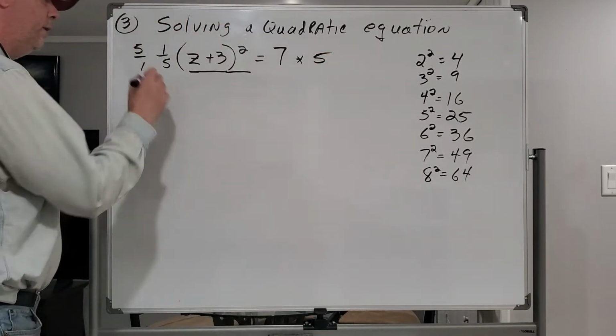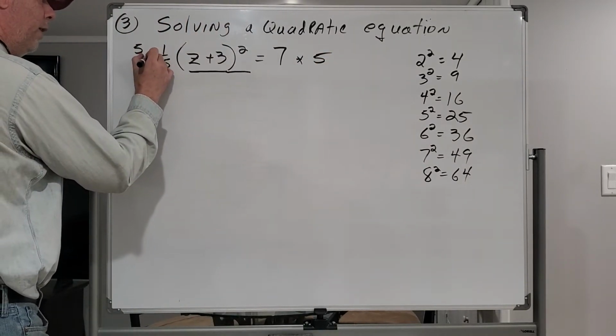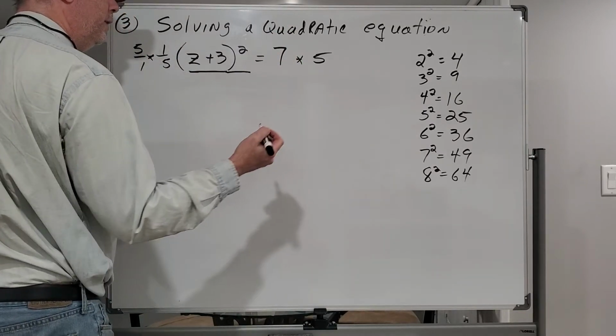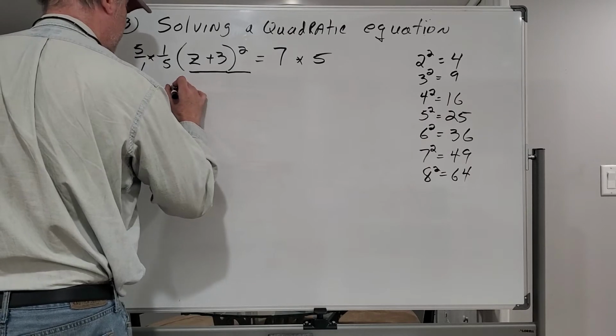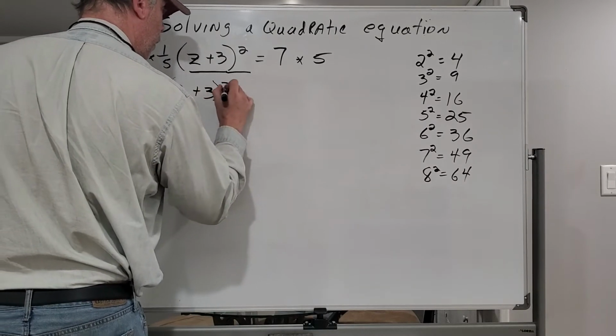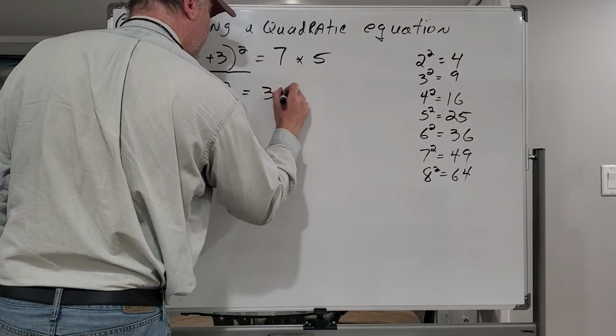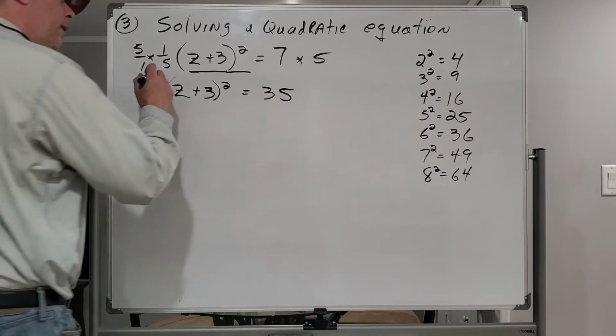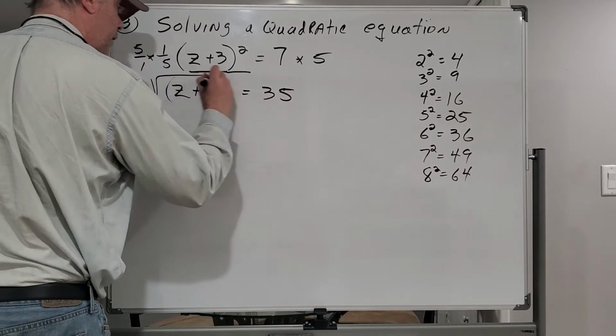And 5/1 is the same thing as 5, so I can multiply this fraction by 5/1. They cancel, and then multiply the 7 by 5. So now I'm left with z plus 3, all being squared, which equals 35. So we want to get rid of that square. Same thing like we did with the last two. Take the square root.